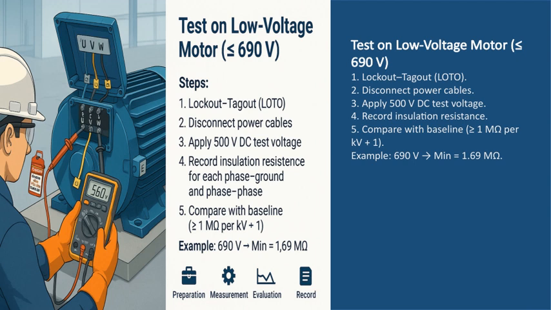Now, it's important to compare this resistance reading with a baseline value. The rule of thumb here is that the minimum insulation resistance should be at least 1 megohm per kilovolt, plus an additional megohm. For example, for a 690-volt motor, the minimum resistance should be around 1.69 megohms. This method helps us ensure the motor's insulation is in good condition and safe to operate. Remember, consistent testing and comparison with baseline values are crucial parts of maintenance and safety protocols for electrical equipment.